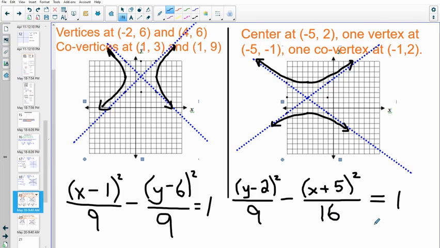So there we go. Your homework will look similar to this, just going back and forth between different representations of hyperbolas, equations, graphs, all that good stuff.